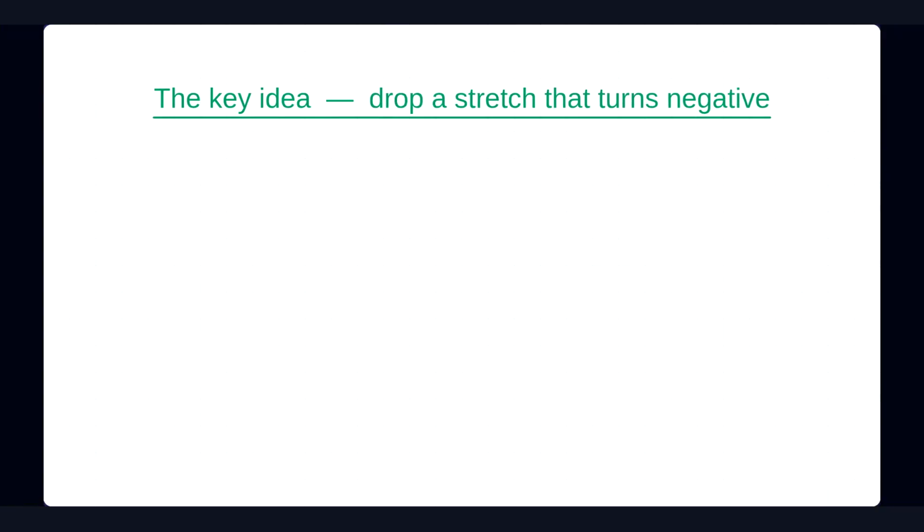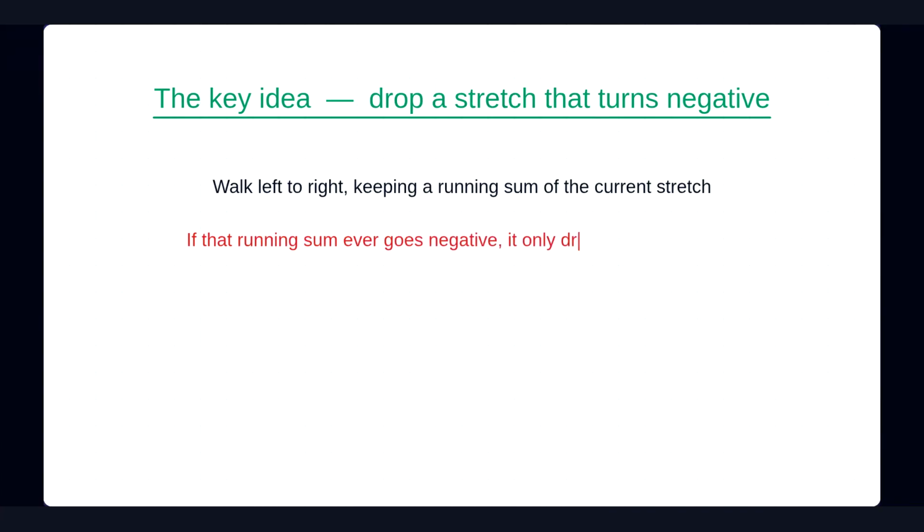This is called Kadane's algorithm. We sweep left to right, keeping a running sum of the stretch that ends at where we stand. The key realization is that if the running sum ever drops below 0, carrying it forward can only hurt any future stretch, so we throw it away and start a new stretch at the current number. At every step, we compare the running sum against the best we have seen and keep the larger. One pass, and we have the answer.